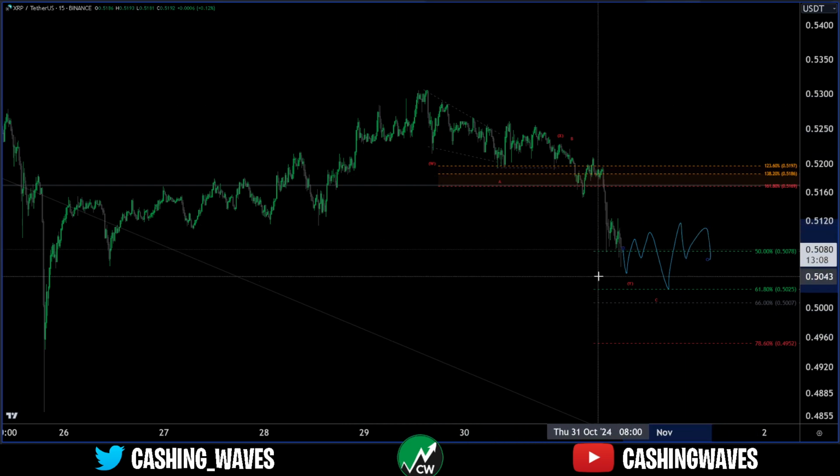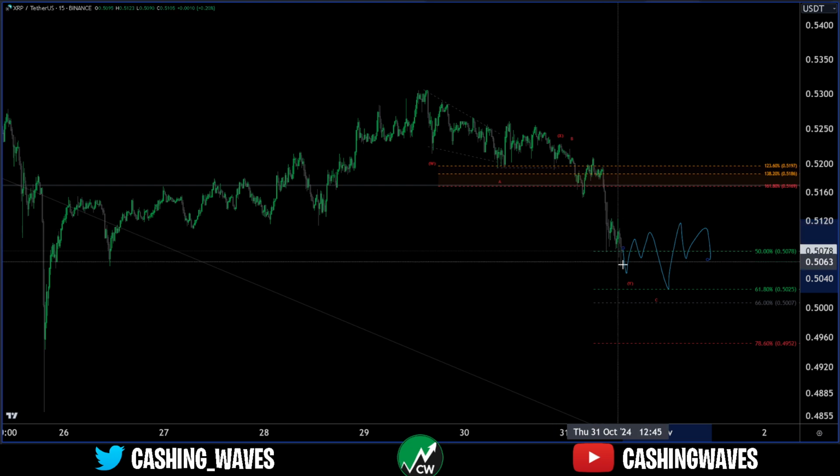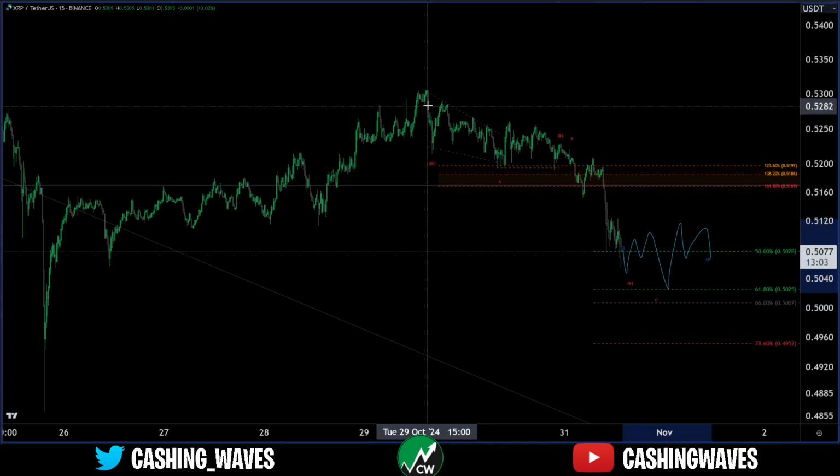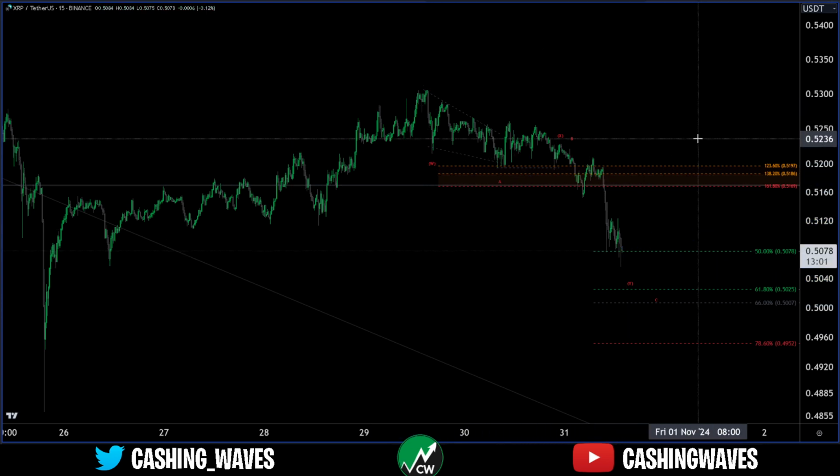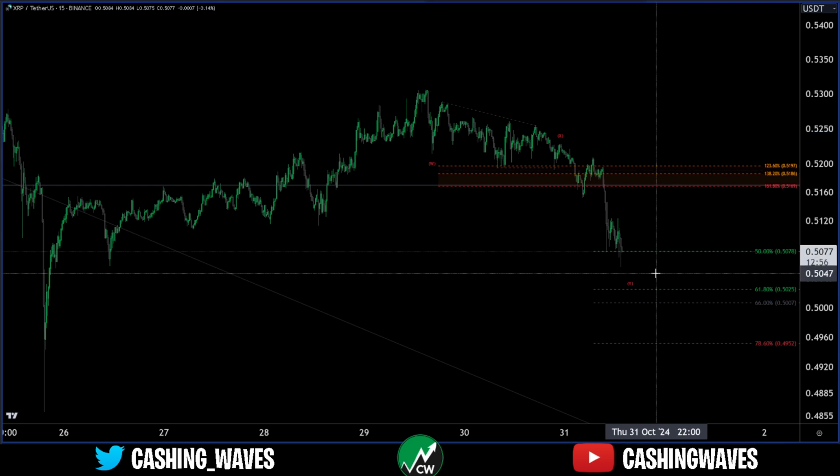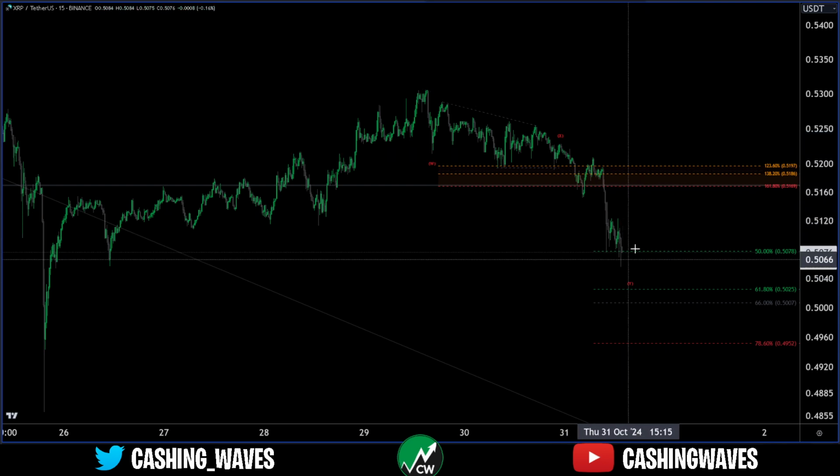So do we have a WXY complete or an ABC almost complete? It depends how you label this, right? That's how counts can be the same but different. So the most important thing when you're tracking these things, as you can see, is the reaction.